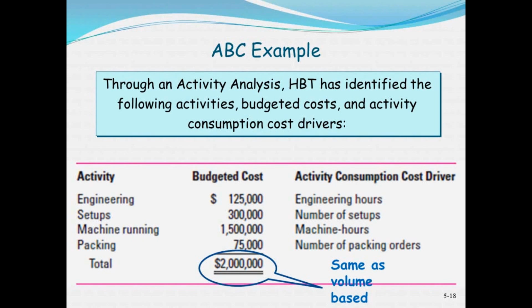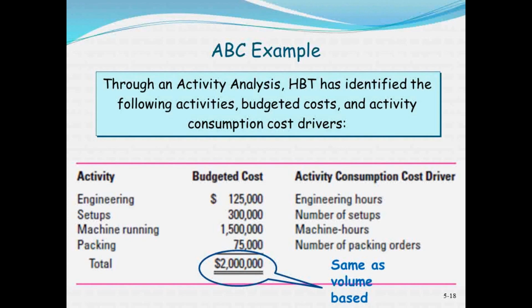And then for each of these activities, they determined what would be the appropriate cost driver. Machine runtime, machine hours make sense. Setups, the number of setups. Engineering would be hours of engineering, and the number of packing orders.